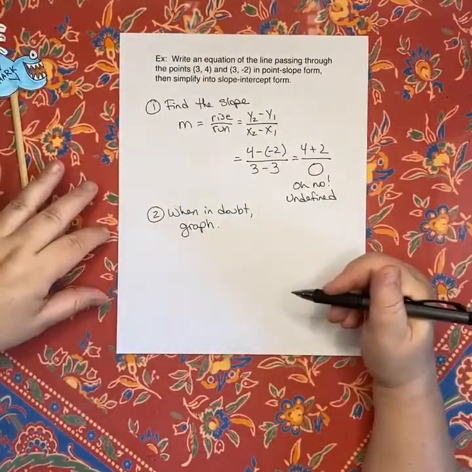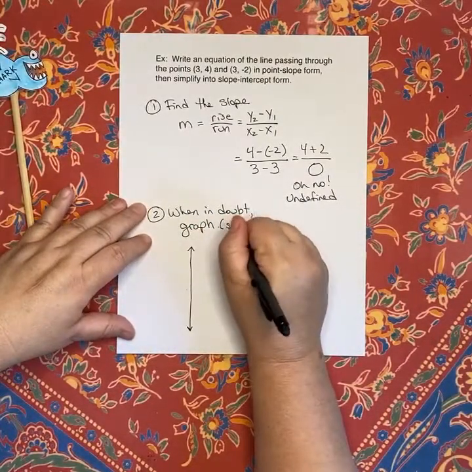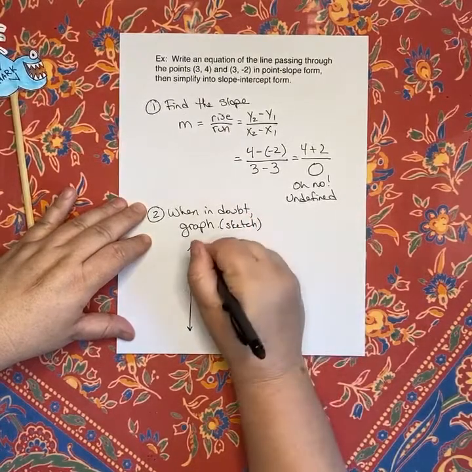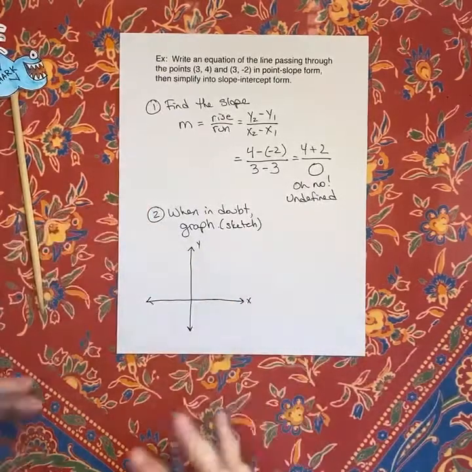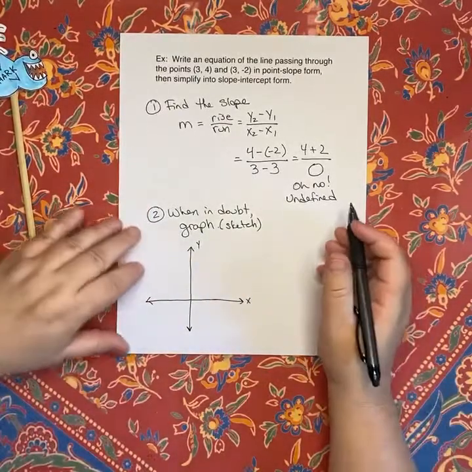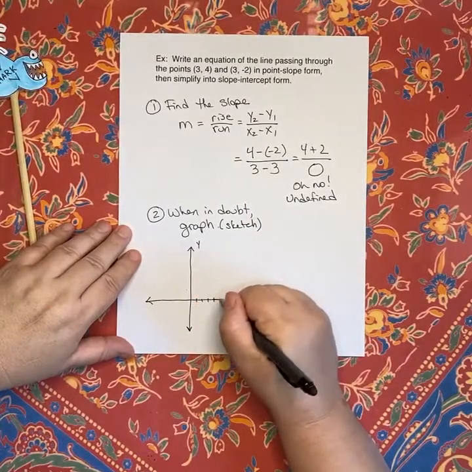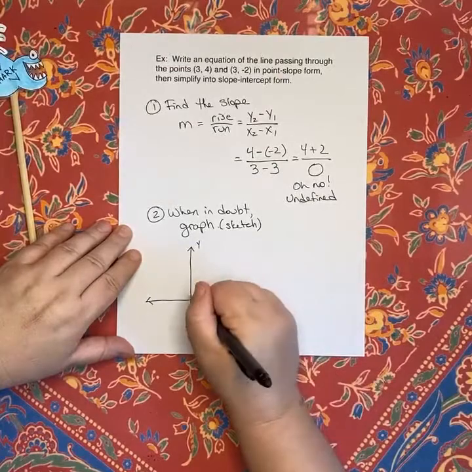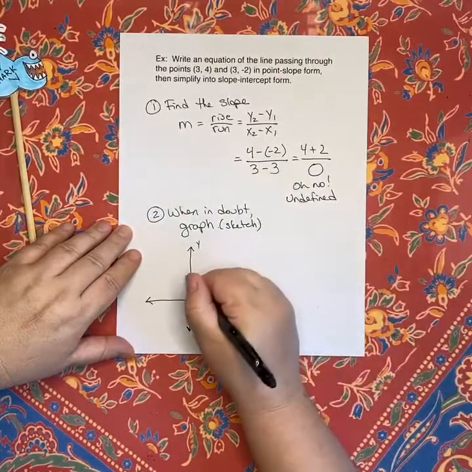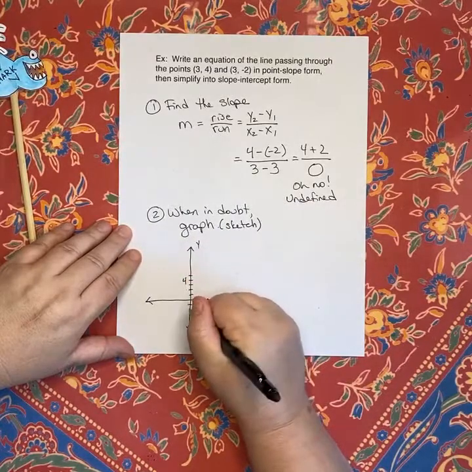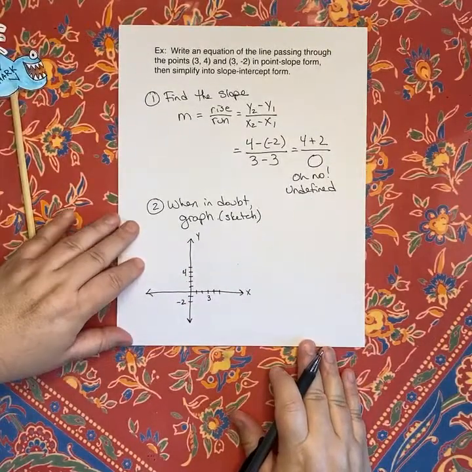Now, I'm not going to do a beautiful graph. I'm going to do a sketch. I consider a sketch anytime you don't use a grid, because that means it's not going to be beautiful. It's going to be close. It'll be lovely, but it probably won't be perfect. 2, 3, 4, 5. So there's my 3 right there. 1, 2, 3, 4, 5. There's 4 right there. 1, 2. There's negative 2.